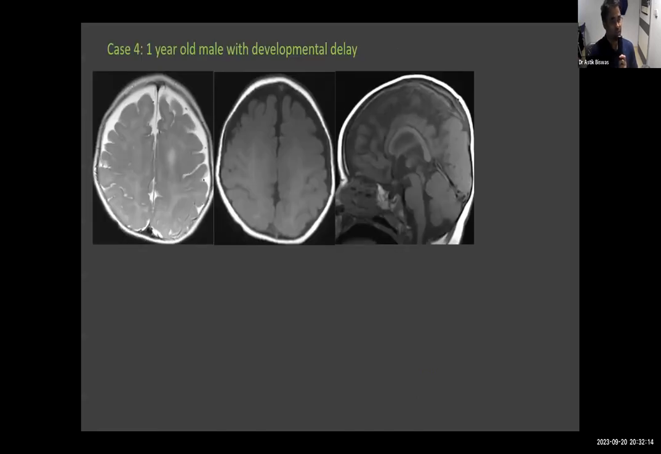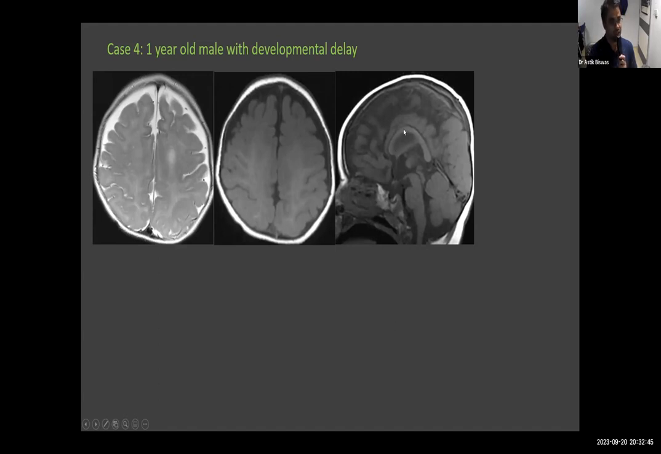Case 4, this is a slightly different pattern. This is a 1-year-old male with developmental delay. Again, this is a 1-year-old. So in addition to the simplified gyral pattern, if you notice, the white matter is quite bright on T2, slightly hyperintense on T1, but definitely not as much as expected for age. By 1 year of age, we should see an almost complete myelination pattern on the T1 weighted images.